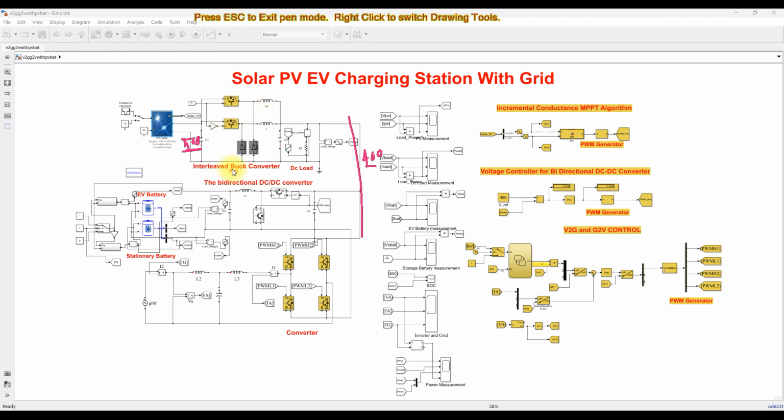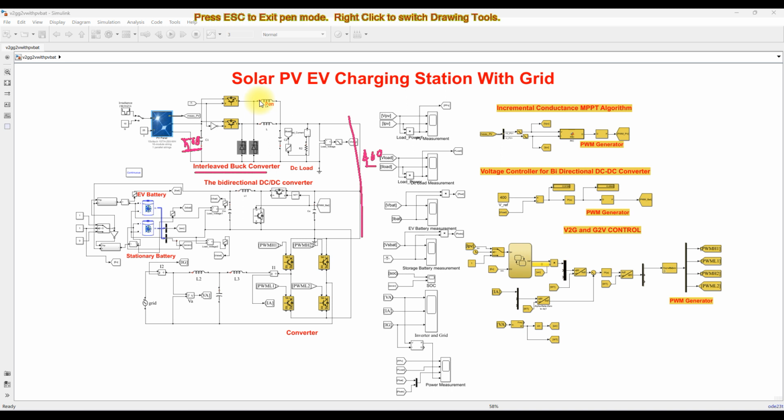This is the structure of the interleaved buck converter. Why are we using an interleaved buck converter? When you use a normal buck converter, it may go into discontinuous conduction mode, and the ripple in the load current, the converter output and the input current is higher. In order to minimize that ripple current, we are using an interleaved buck converter. When two converters are interleaved, the current ripple is reduced. For that purpose only, we are using this interleaved buck converter.